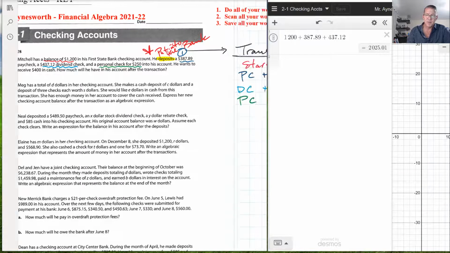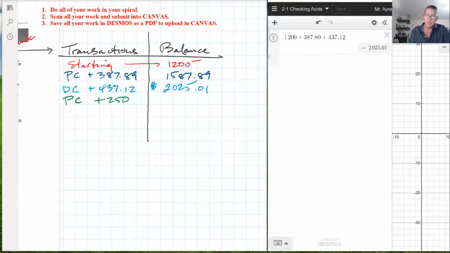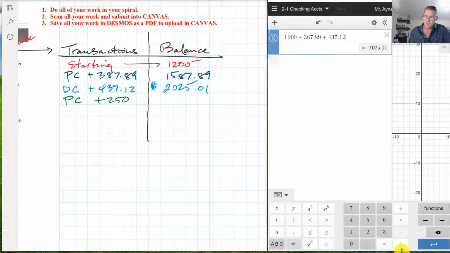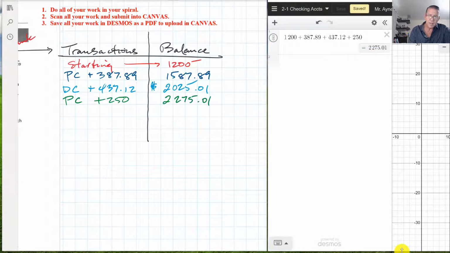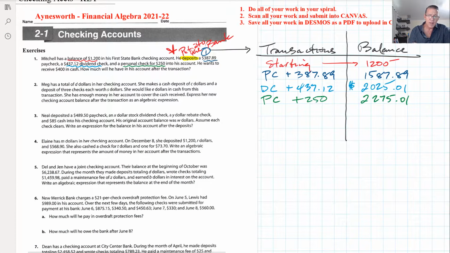Okay, so let's go to Desmos here and let's add in 250. All right, no problem there. So plus 250. All right, and now we're at $2,275.01. Again, keep track of your pennies. All right, now what happens? Let's go back to the problem. He wants to receive $400 in cash.